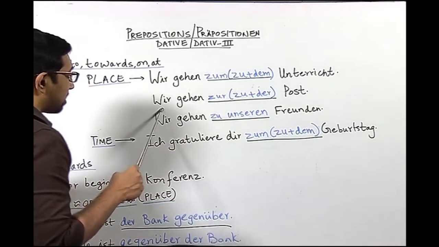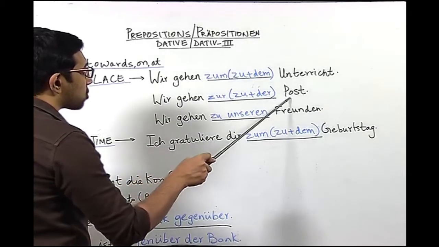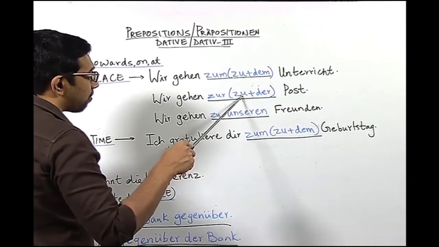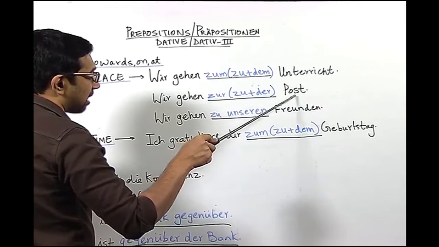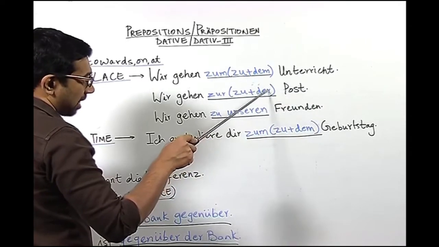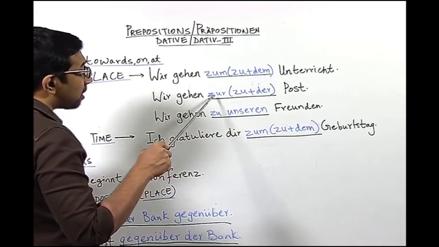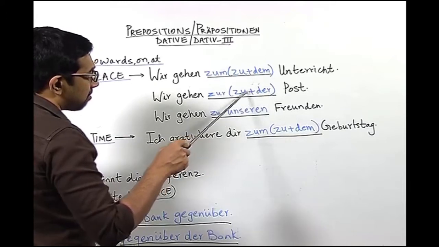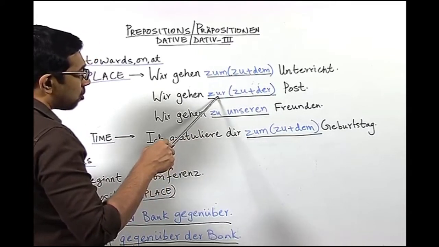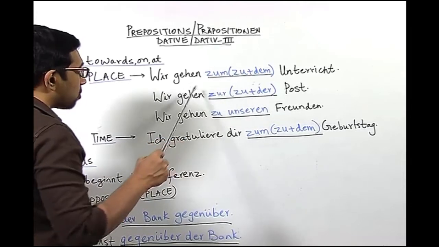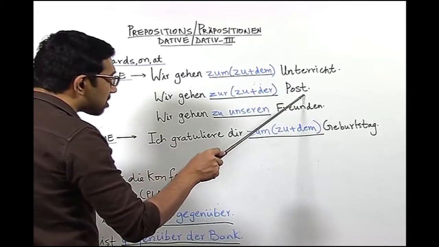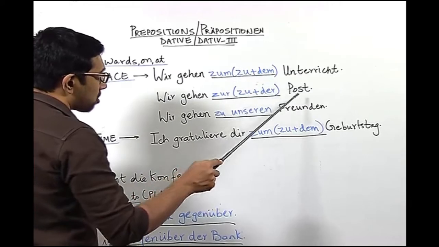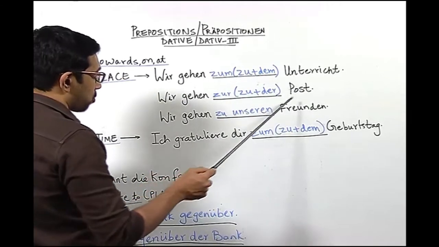Now, in this sentence, wir gehen zur Post. Post means post office. Here again, if you see, I have combined the preposition zu with the article der. The article of Post is die Post. Now, in dative it becomes der, and only with preposition zu we can combine the feminine article in dative with the preposition to make it zur. It is not possible with the other prepositions. So, we can either say wir gehen zu der Post, which means we are going to a specific post office, or we can say wir gehen zur Post, which means we are going to any post office.